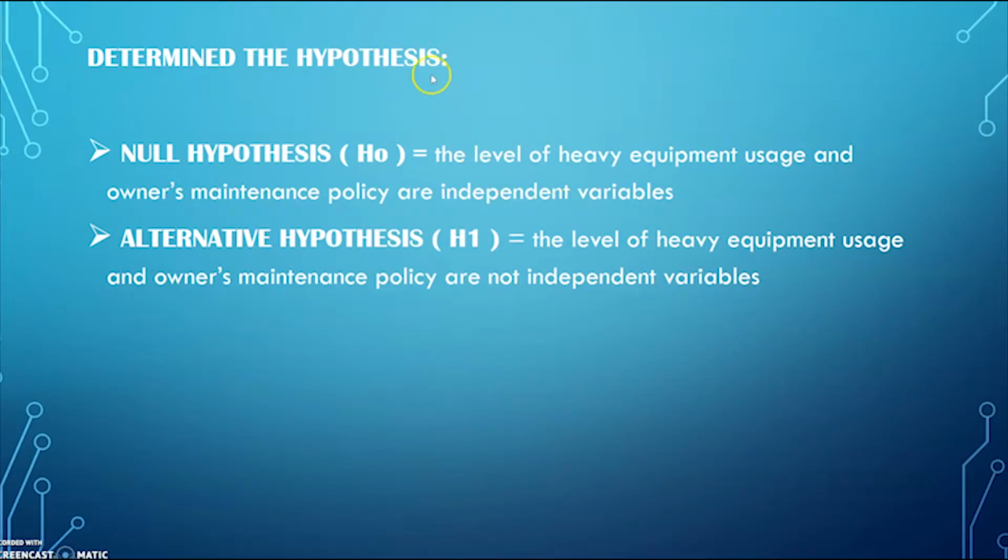So first step, we need to determine the hypothesis. The hypothesis is divided into two types, which is the null hypothesis and the alternative hypothesis. The null hypothesis is that the level of heavy equipment usage and the owner's maintenance policy are independent variables, and the alternative hypothesis is that the level of heavy equipment usage and the owner's maintenance policy are not independent variables.